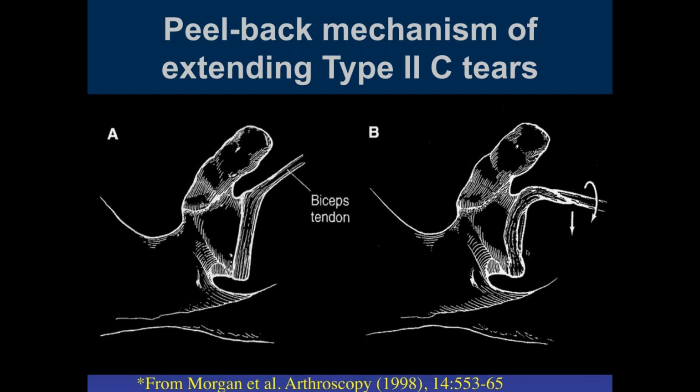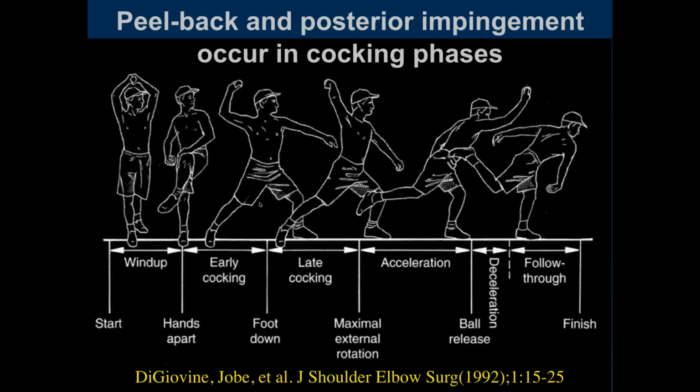Now, associated with these type 2Cs is a mechanism called a peel-back mechanism, which has to do, in athletes, with putting tension on the biceps tendon and then going through an arc or range of motion. You have tension on it and a twisting mechanism, and that's thought to produce a lot of strain at the biceps anchor, which produces a tear of the biceps anchor and a secondary tear of the superior labrum. So if you see a type 2C in an athlete, many people believe it's due to this mechanism.